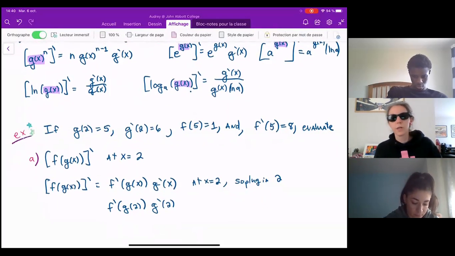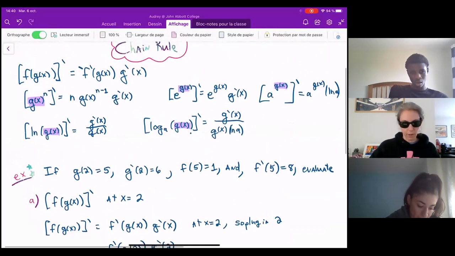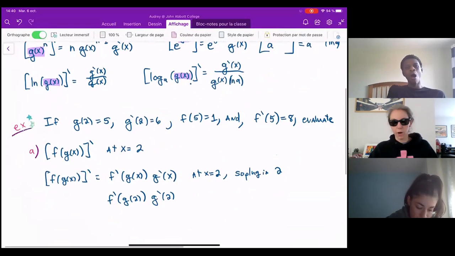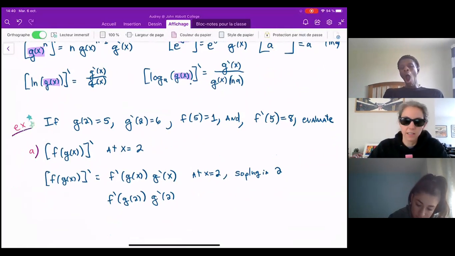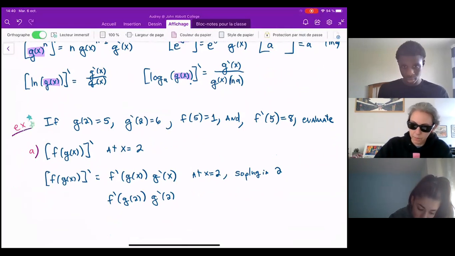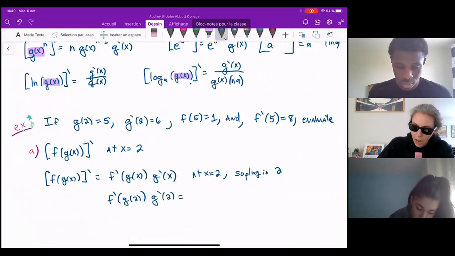So like I said, we're just doing a little bit more of an abstract version of this. So I'm saying if I use the formula that we have up here, that we kind of memorized, hopefully, or will memorize, and instead of x, I have 2, then I can plug in that. But then I can see that I'm given that g of 2 equals 5, and g prime of 2 equals 6. So at this point, I can replace g of 2 with 5 and g prime of 2 with 6.